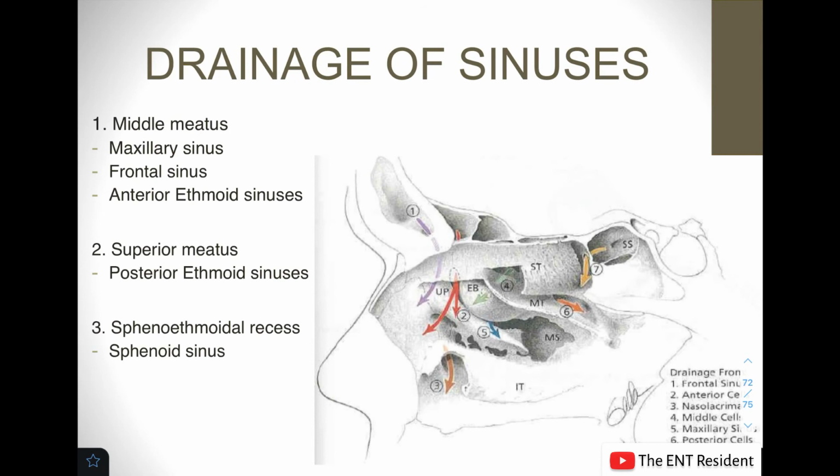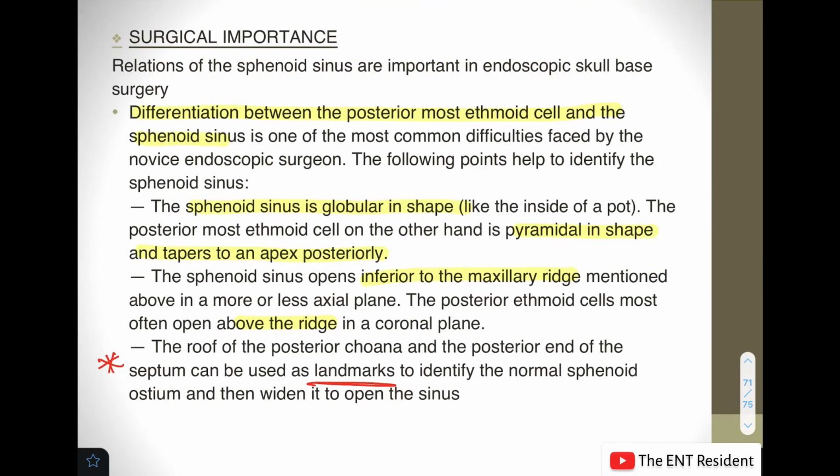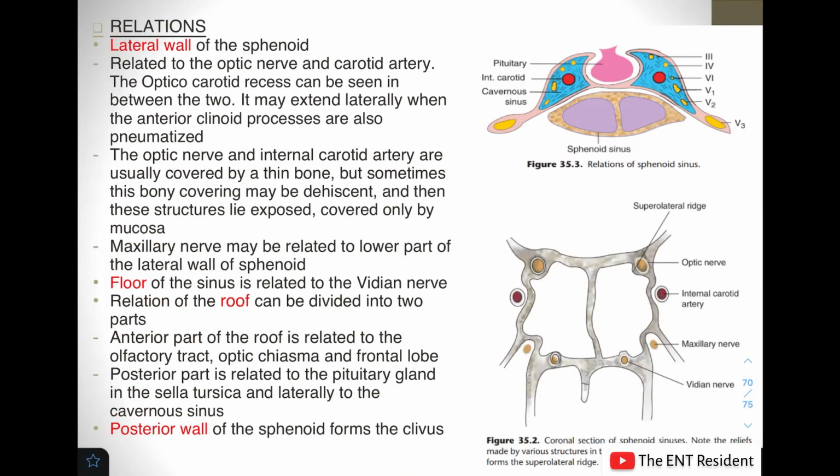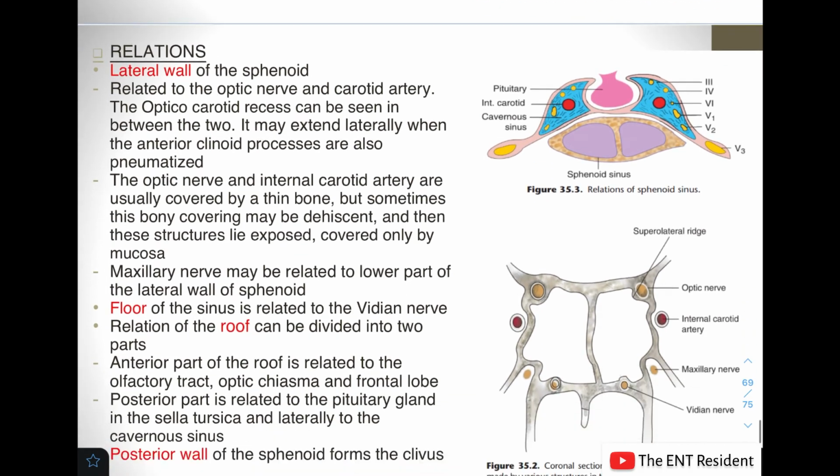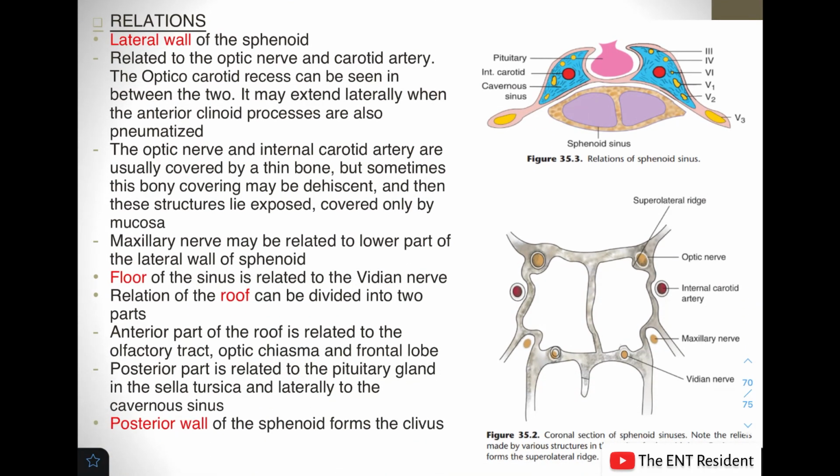So, we have discussed this, now we need to discuss the relations of the sphenoid sinus. So, the lateral wall of the sphenoid sinus, as you can see right over here, this is the lateral wall of the sphenoid sinus. It is related to the optic nerve, the carotid artery, and the optic carotid recess, which can be seen in between these two structures.